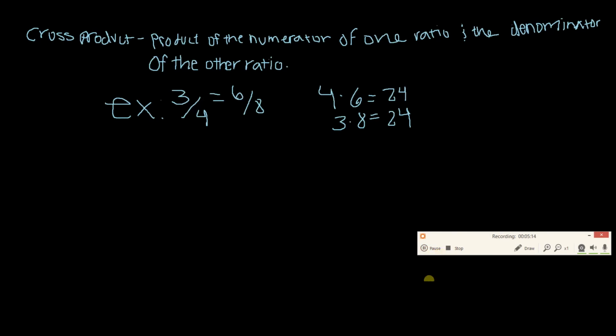So a cross product is a product of the numerator of one ratio and the denominator of the other ratio. For example, 3/4 equals 6/8. And so 4 times 6 equals 24, and 3 times 8 equals 24 as well. So the cross products of a proportion are equal.